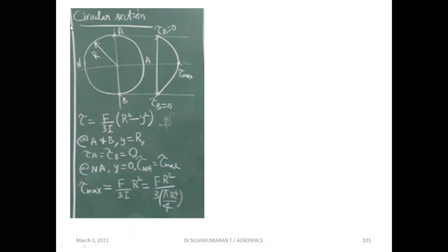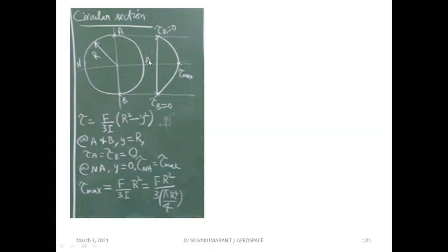At A, from the neutral axis, y is r. Even at B, y is equal to r. You should not take minus r, because radius will never be negative. So at A and B, y is nothing but r. If you substitute y equal to r in this expression, I get the shear stress at A and B to be zero. So tau A is zero, tau B is zero.